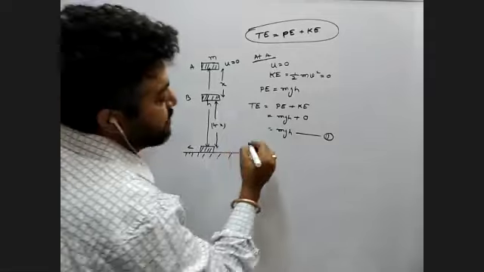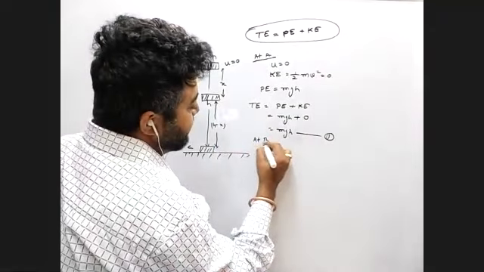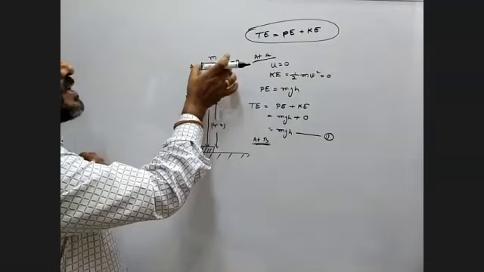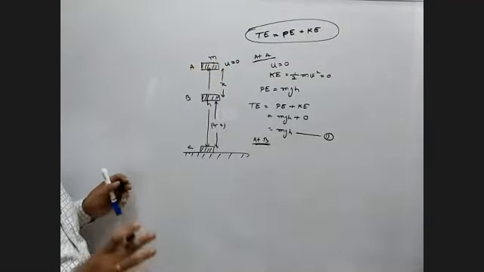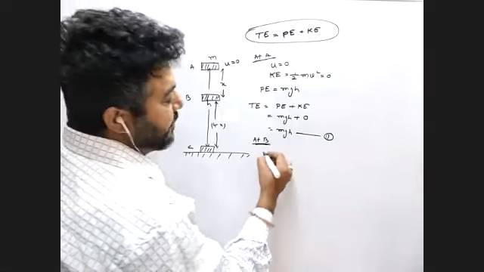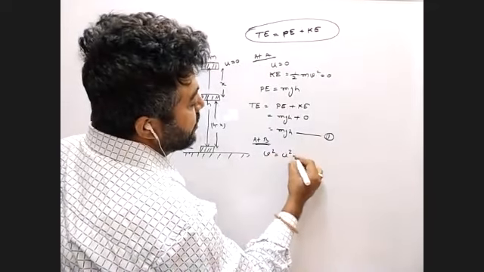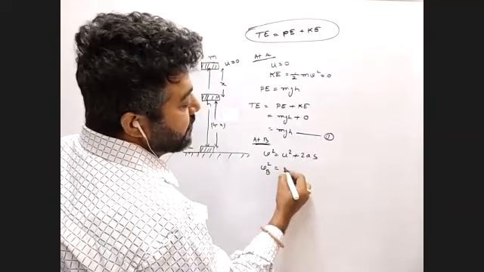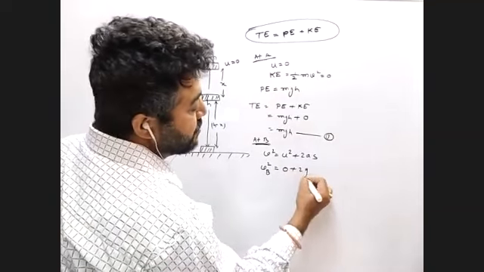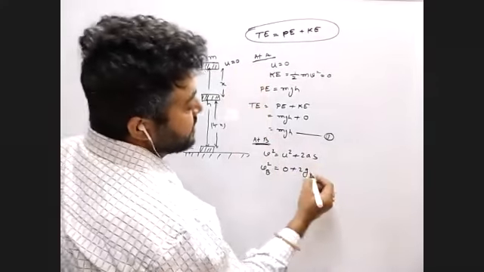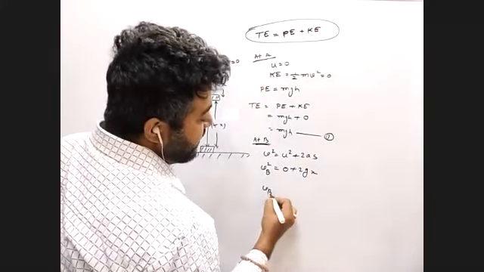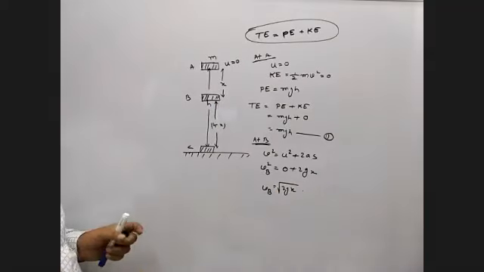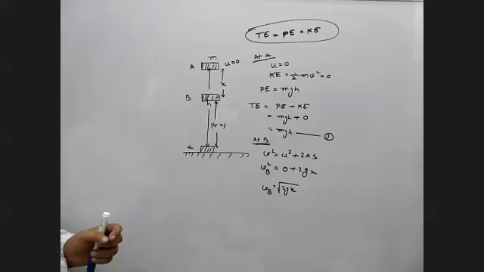Now at B. See, at B, the distance traveled by the particle from this point to this point under gravity is x. So we can say v square equals u square plus 2as. Velocity at B equals initial velocity 0 plus 2 times g, the gravity, times the distance traveled x. So vB is root under 2gx. Can we write this?